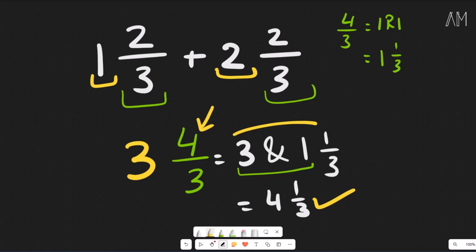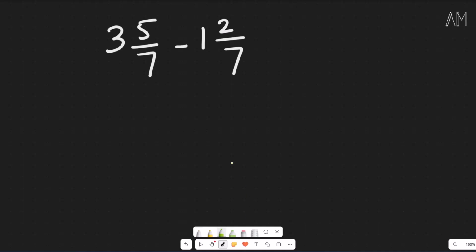Now let's see what's going to happen in subtraction. In this case, again, since I have the same denominator, all I have to do is whole numbers with whole numbers, fractions with fractions, and let's see what's going to happen. So 3 minus 1 is 2. 5 over 7 minus 2 over 7, that will become 3 over 7. There we go. That's it. I have no problems, no issues. The subtraction is done. But let's take another case.